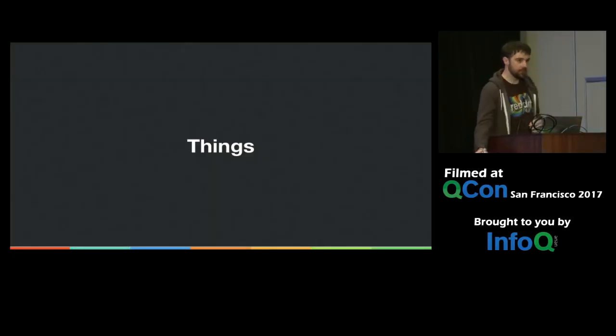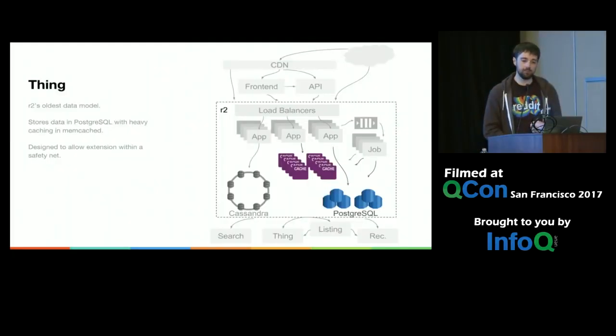Cool, so you got listings of things, but what about the things themselves? As I said earlier, the thing is in Postgres and cache. This is the oldest data model in Reddit in R2, and it's a pretty interesting data model. Getting some smiles.